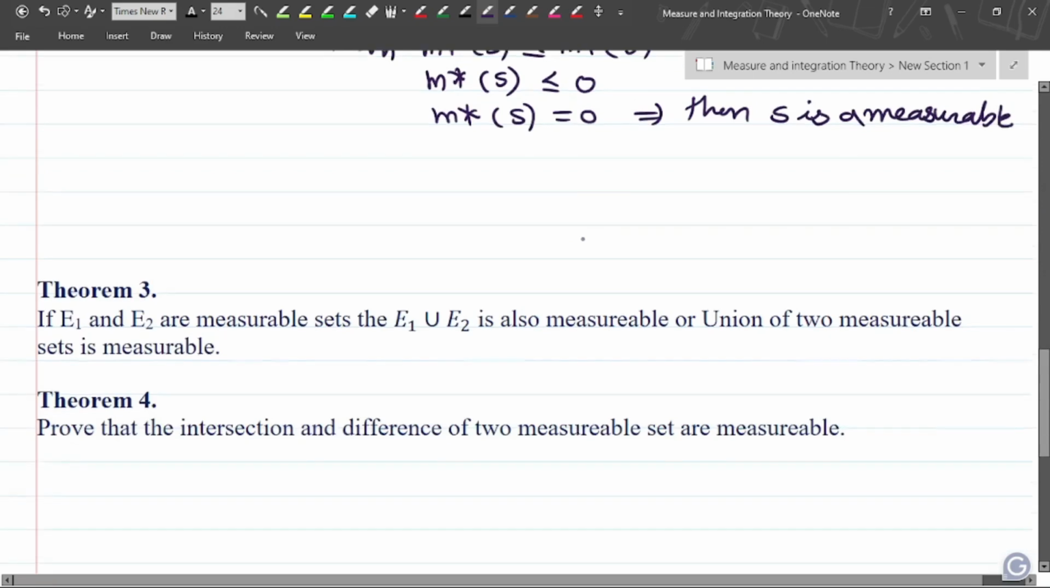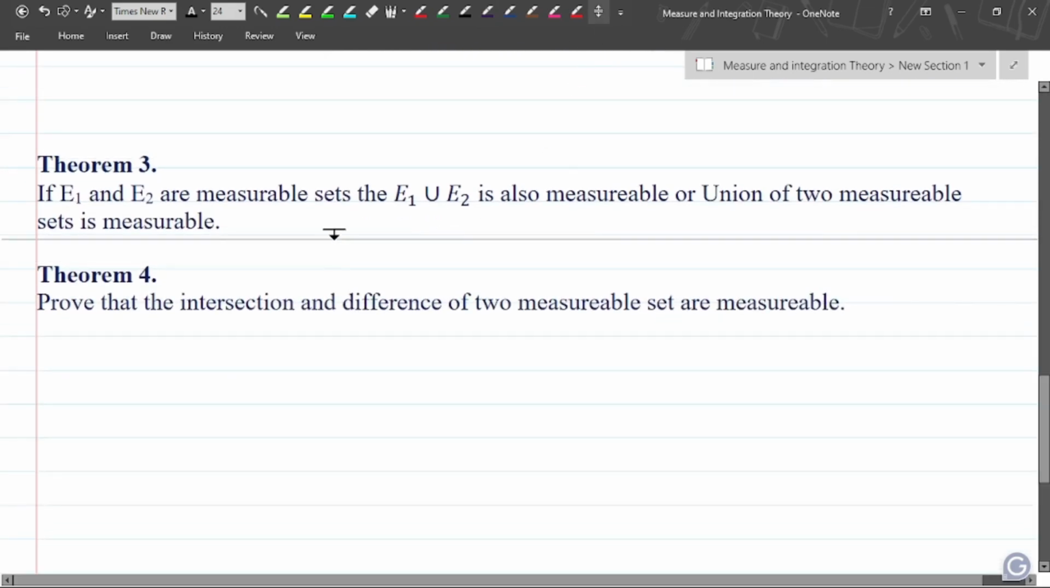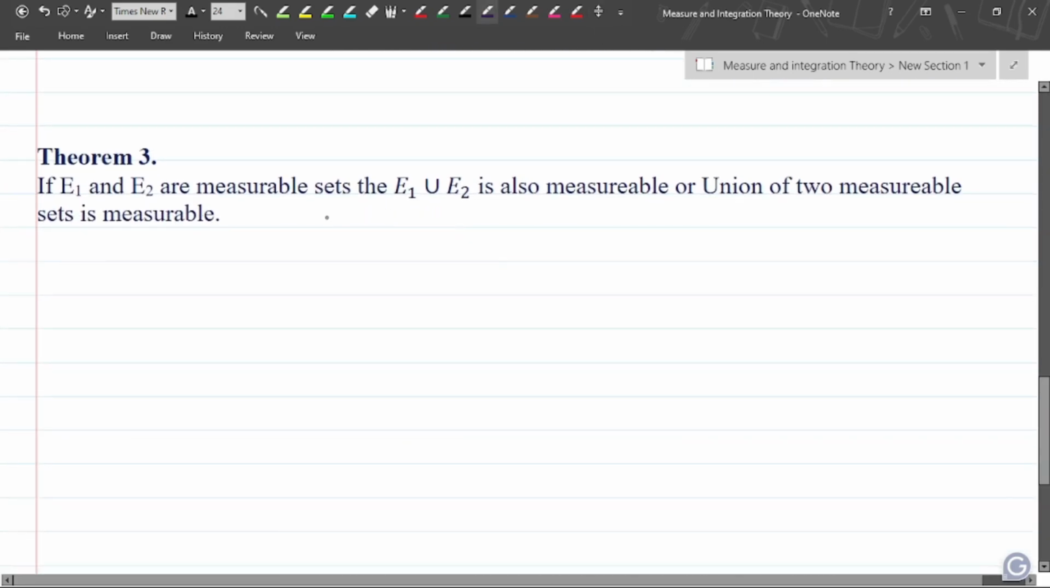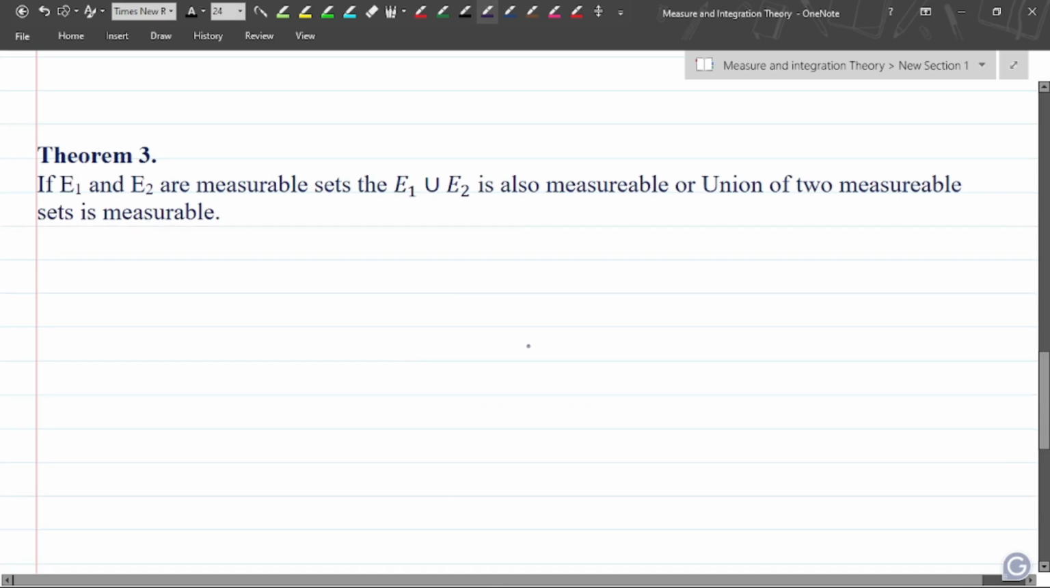Next theorem we have: if E1 and E2 are measurable sets, then E1 union E2 is also measurable. Basically, the union of two measurable sets is measurable. This is a very important property that we will prove.